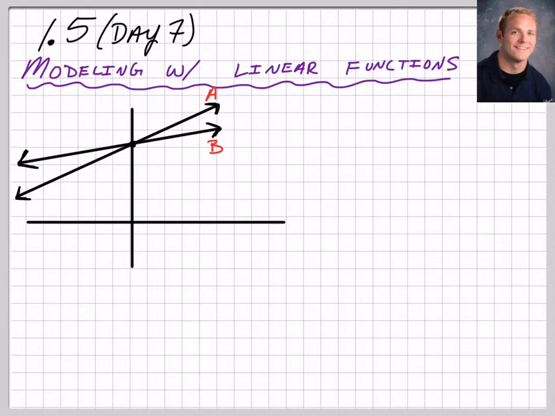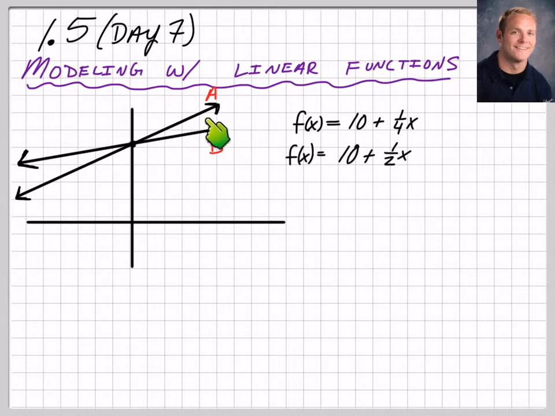So if I give you potential equations for these lines, for example, one equation is f of x equals 10 plus 1/4 x. The other equation, f of x equals 10 plus 1/2 x. And these are just really general sketches of lines. But if you drew anything like this, you should be able to have an idea as to which one is which.